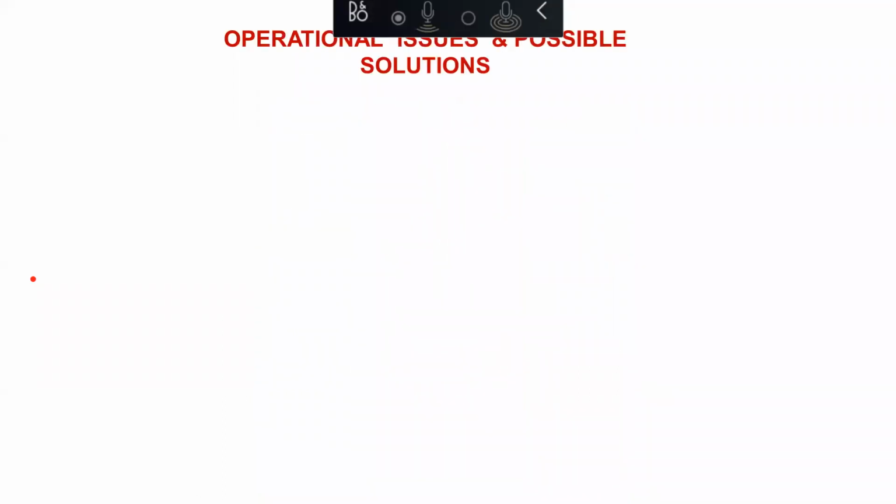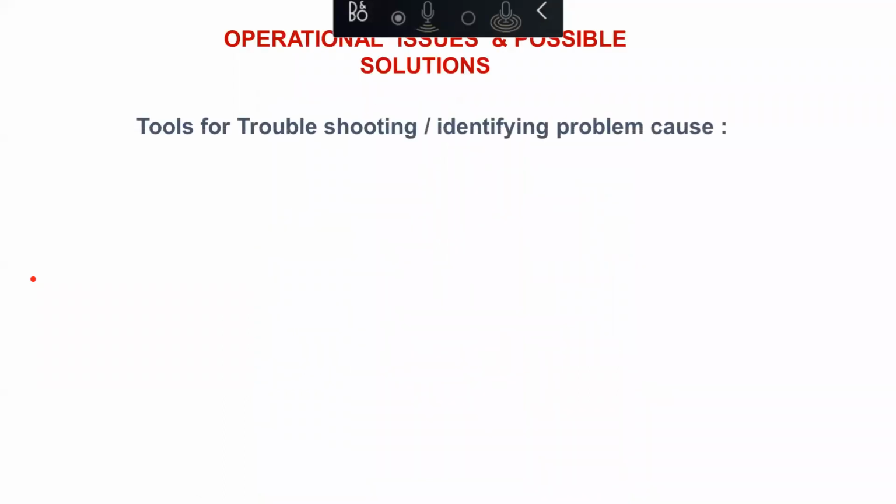There are some operational issues in the sucker rod pumping well. There are two methods you will be able to use to identify them, and after identifying, you can take a decision on how to troubleshoot the problem. The first is your echometer, and the second is your dynograph.